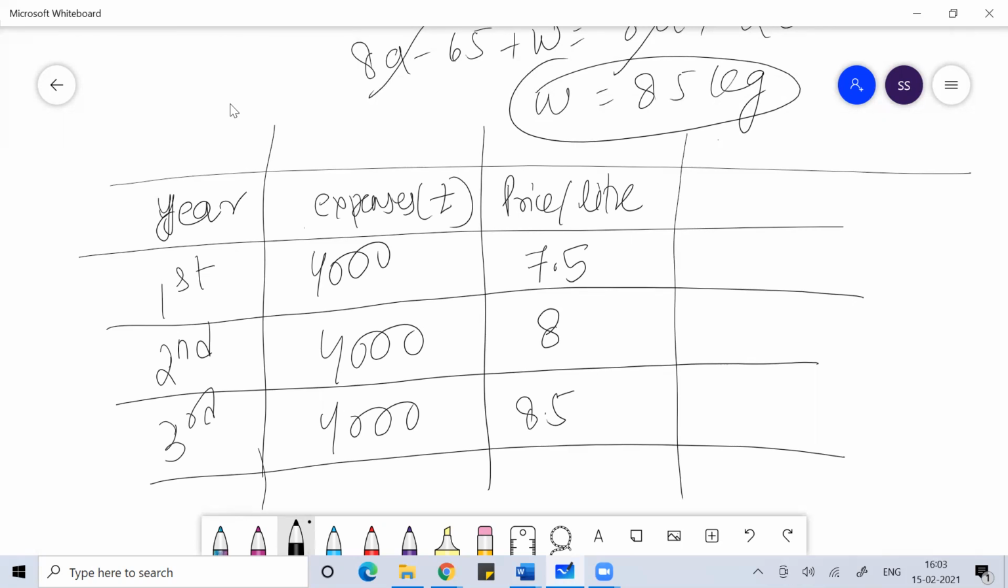So how much is the total volume in liters? How much did he get? That would be 4,000 divided by 7.5. This many liters of petrol he's getting in the first year. In the second year he got 4,000 divided by 8 liters of petrol.